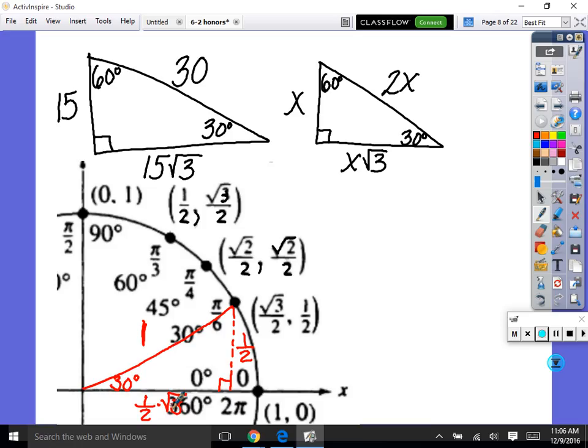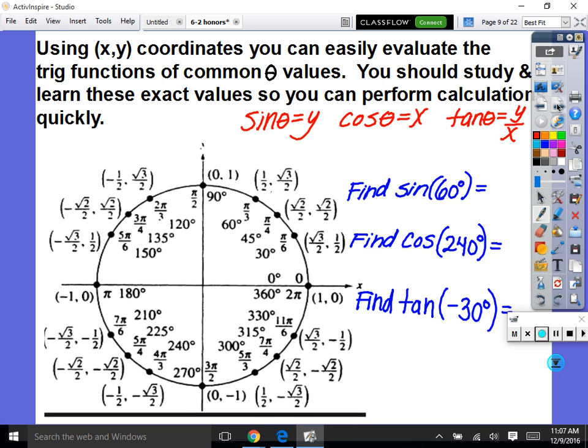So now instead of using right triangle trig, if I said to you, find the sine of 30 degrees, instead of doing opposite over hypotenuse, you could just use the unit circle. You would say sine is y, so it's 1/2. Does everybody see how you can now use the unit circle for right triangle trig? And it's useful now because we can find sine, cosine, and tangent of negative angles and bigger angles. Does everybody see? Sweet.